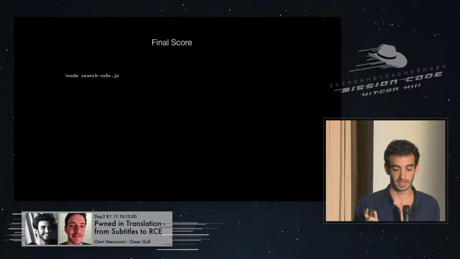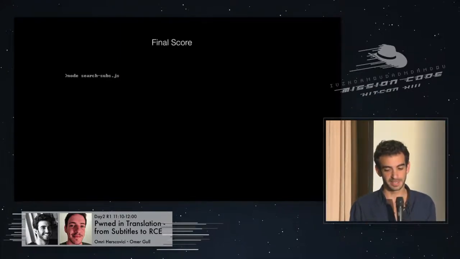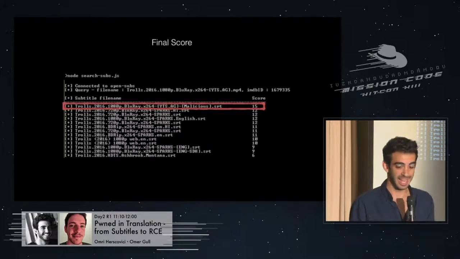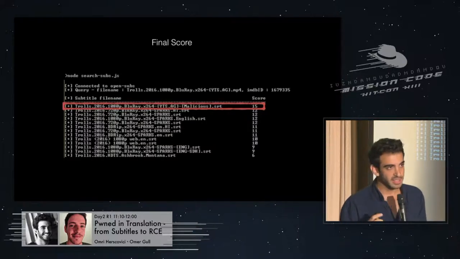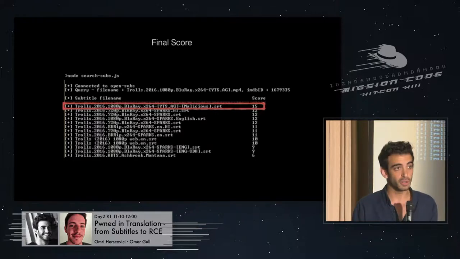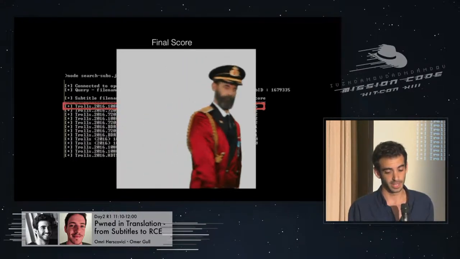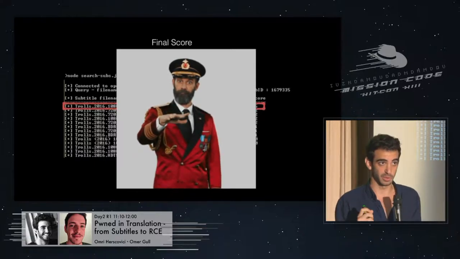So we wrote a small script that gets the score of all subtitles available for a given movie. As you can see, our subtitle has the highest score of 15. What this basically means is that given any movie, we can force your player to load our crafted malicious subtitles and exploit your machine. So let's see what else we can do with it. Omer.